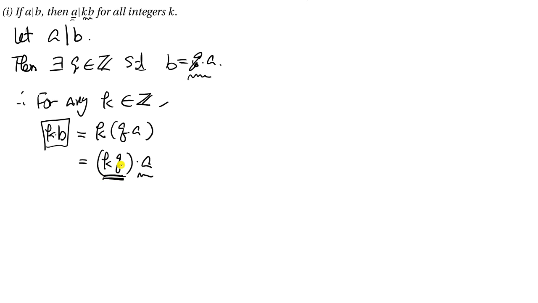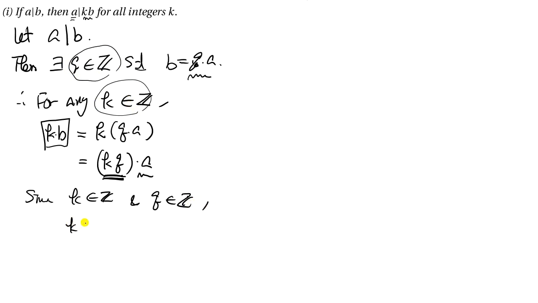And what is this number, K times Q? Since K is an integer and Q is also an integer, we already have that, right? So we know KQ is also an integer, which means what? We found an integer having that equality. Therefore, we can claim A is a divisor of K times B. Okay, that's the end of the proof.